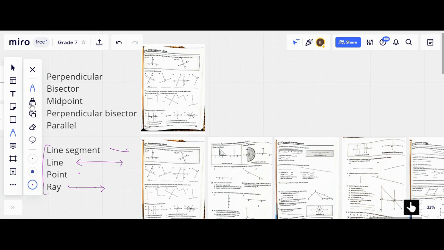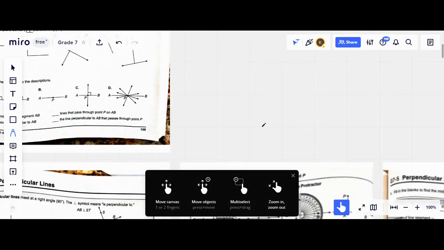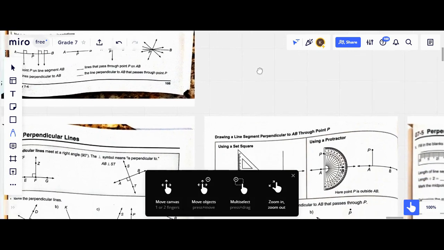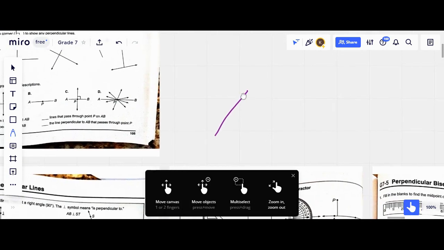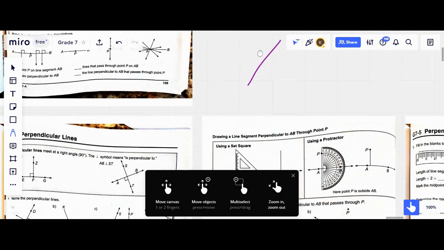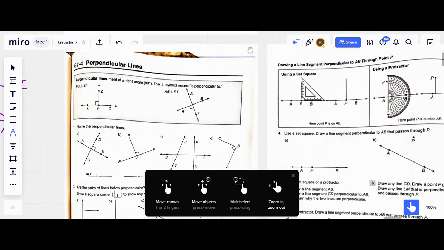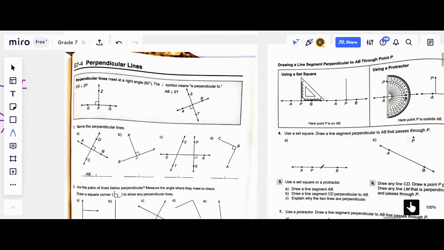I've got our page pulled up here so that we can take a look at it together. And we'll talk, and you will explain some things as we look over the pages together. All right, so this first page that we're looking at is perpendicular lines. It tells us here that perpendicular lines meet at a right angle, or 90 degrees.